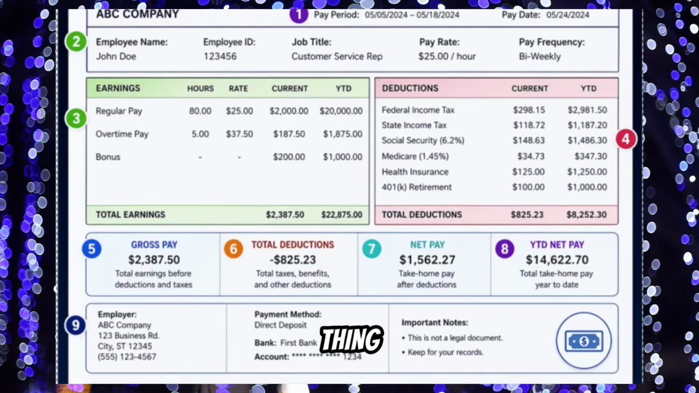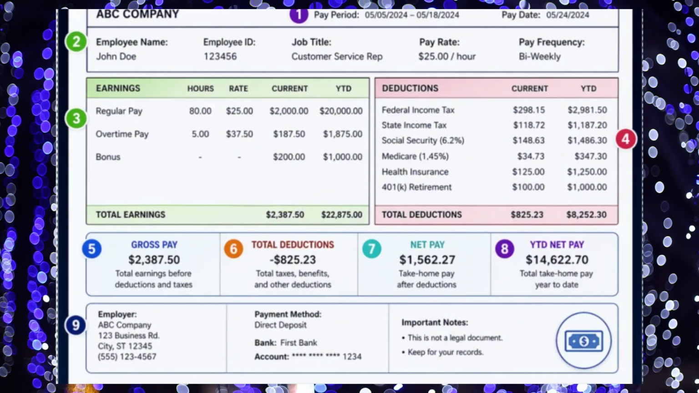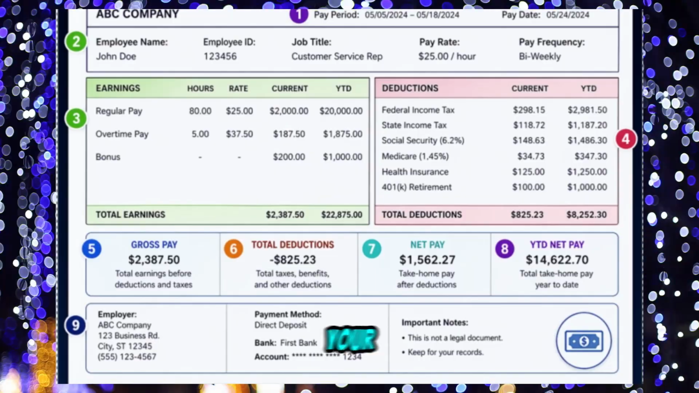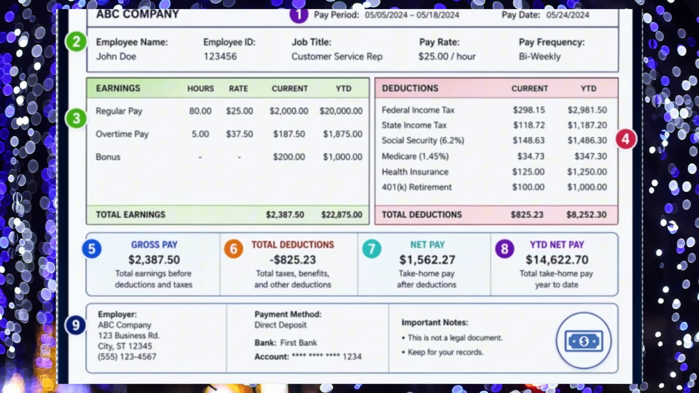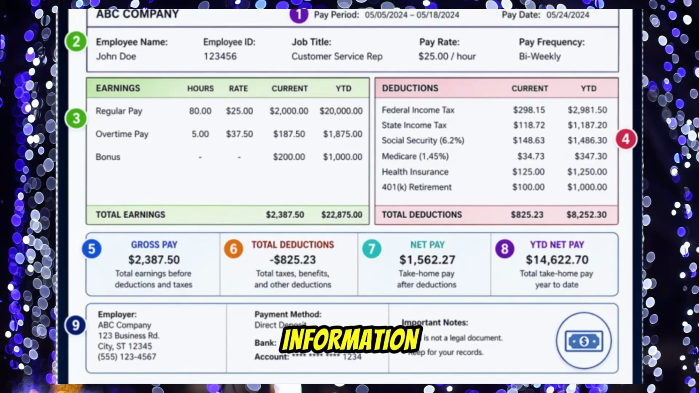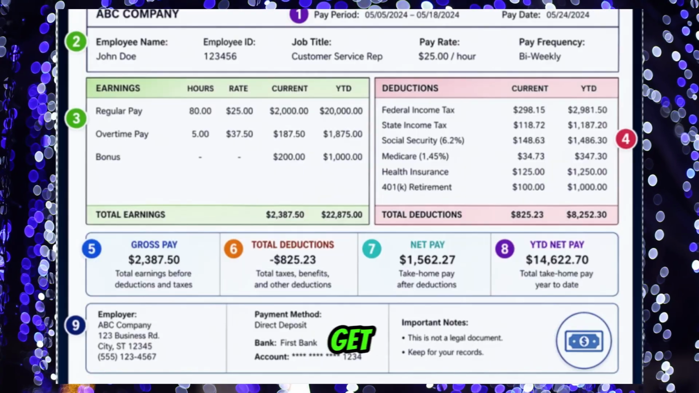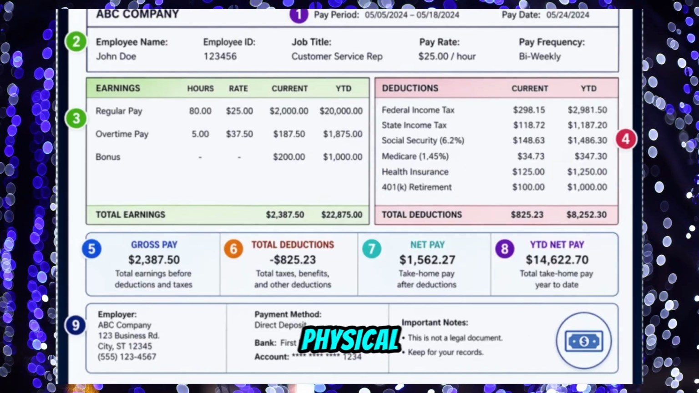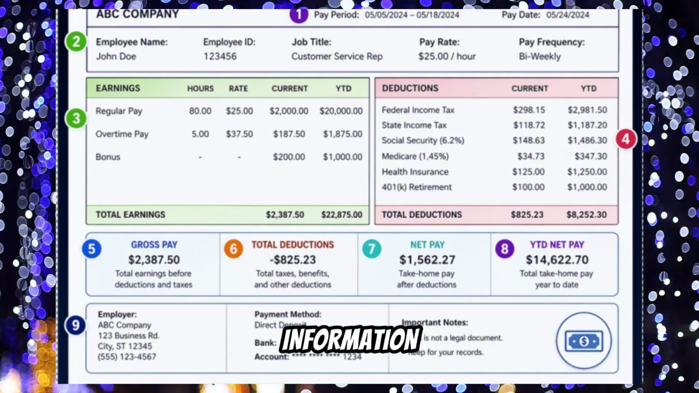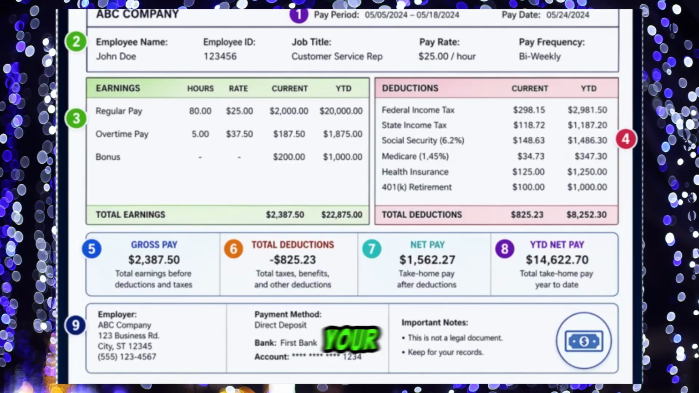And the last thing, number 9, is your payment information. This is how and where you were paid. So it shows your employer, their name, address, and information. Then it shows your payment method, which most people get direct deposit. Some people get a physical check, but most people get direct deposit. And it shows your bank information and the account number that your paycheck goes into at your bank.